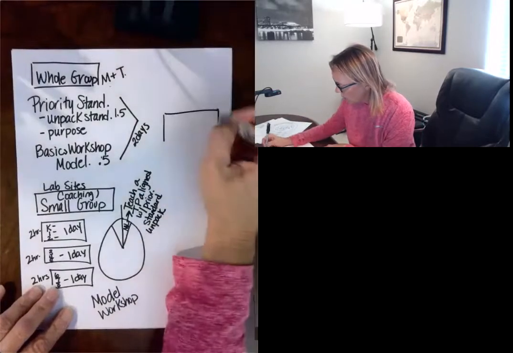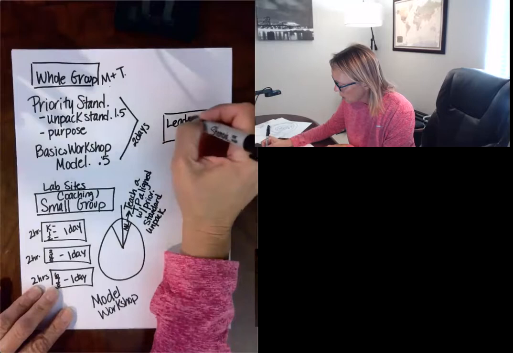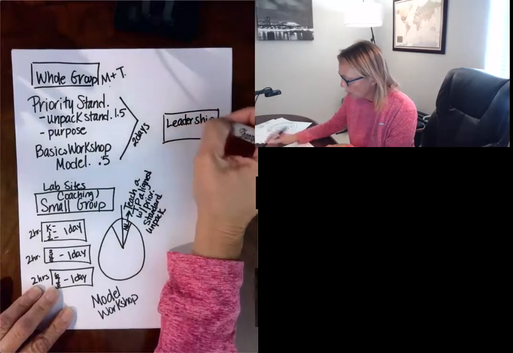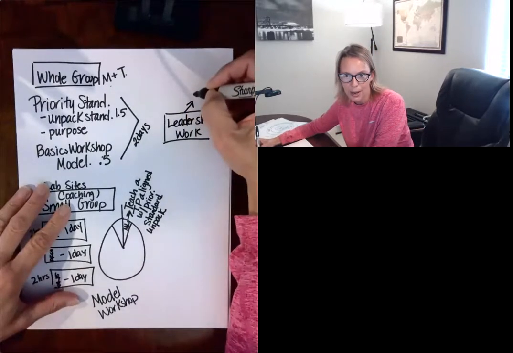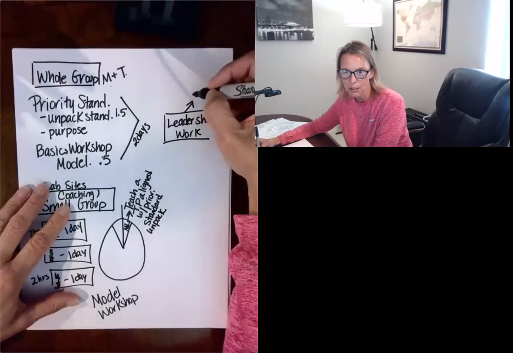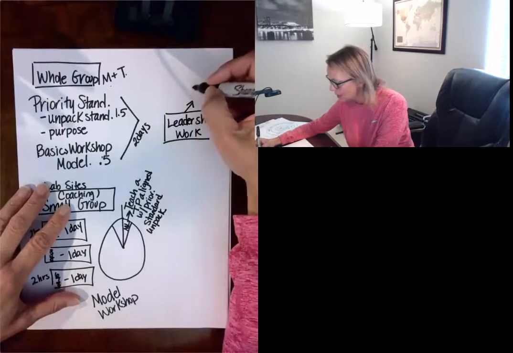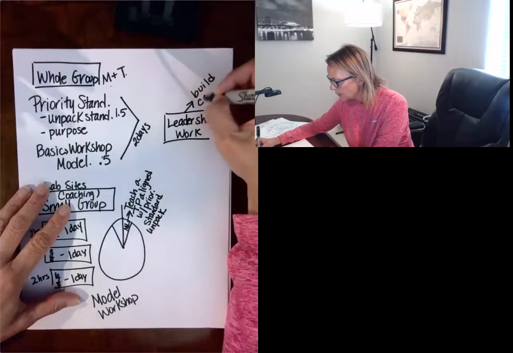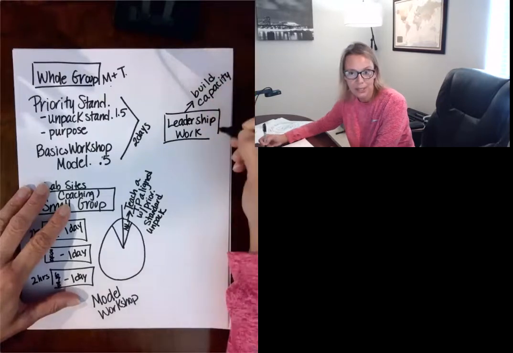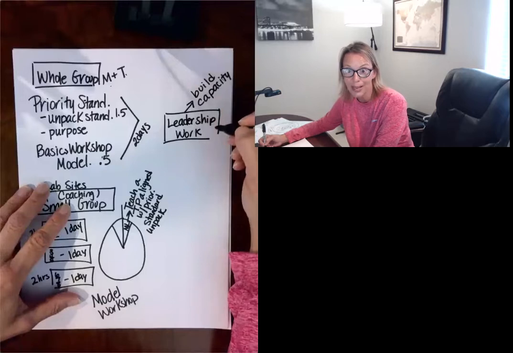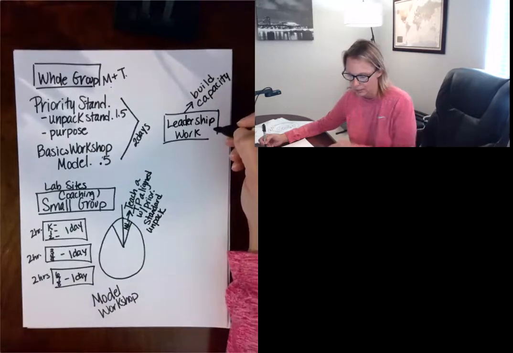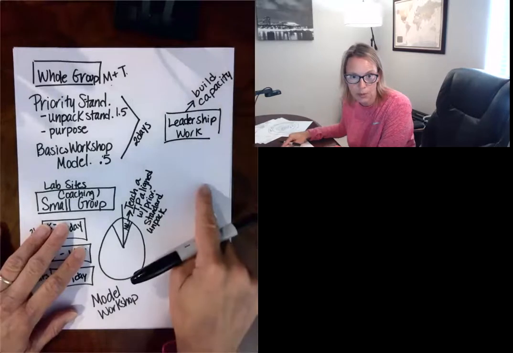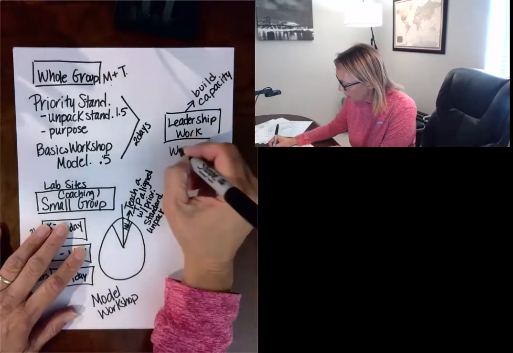Then we can't end there though, guys. We need to support our leaders. And so we're going to do some leadership work just around this, okay? And we want to bring in other potential leaders. So not just our principals and our instructional coaches, but teacher leaders. We need to build capacity. As much as I know you can do, we want to know that when we have to walk out or we can't be there, the work continues. And so this leadership work at this time is going to be on workshop model.